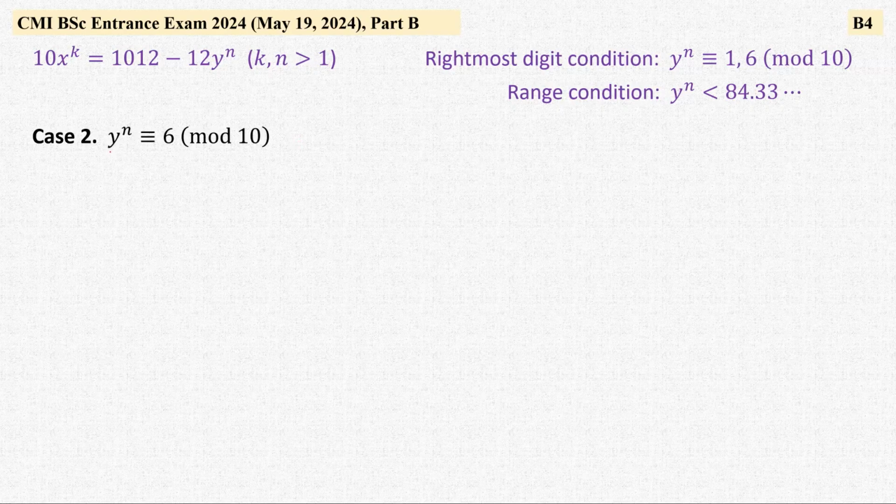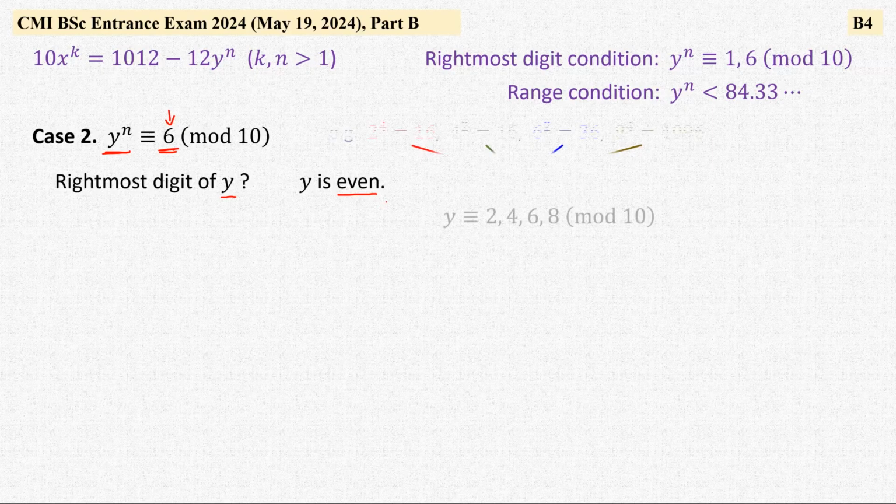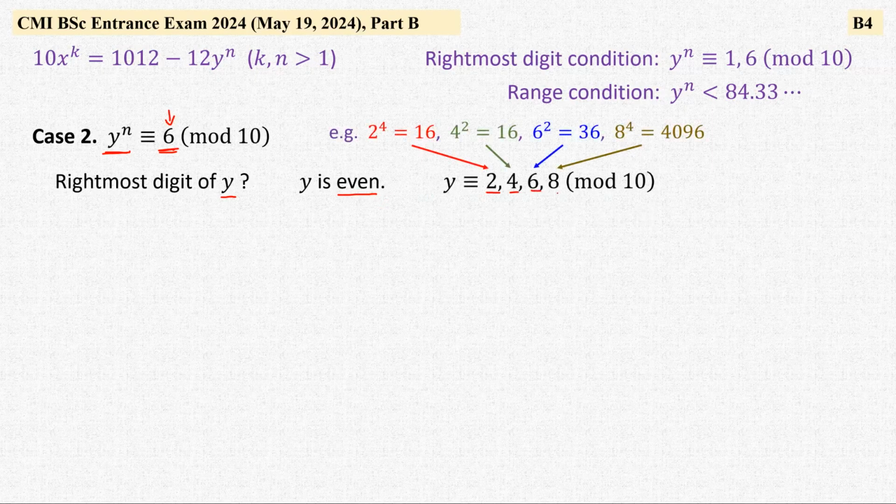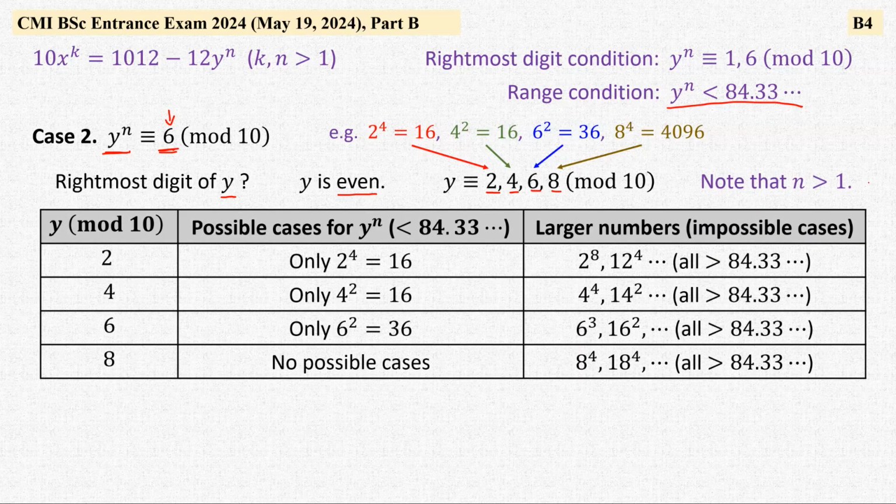Remember that we have another possible rightmost digit for y to the power of n, which is 6. Well, we have to deal with this case as well. Similarly, we search for rightmost digits of y. This time, y must be even, and among even numbers, 2, 4, 6, and 8 are possible. That is, every even number digit except 0. And if we consider the range condition simultaneously, we obtain these possible values for y to the power of n.